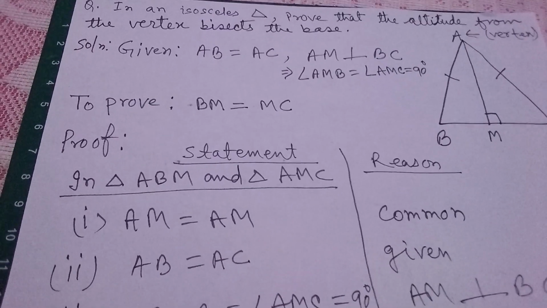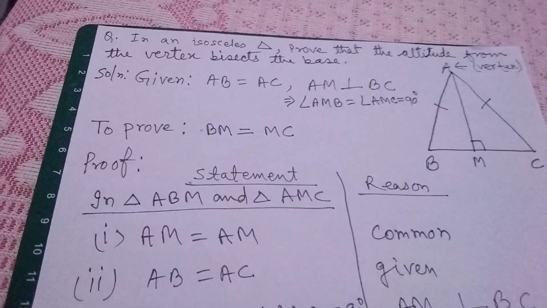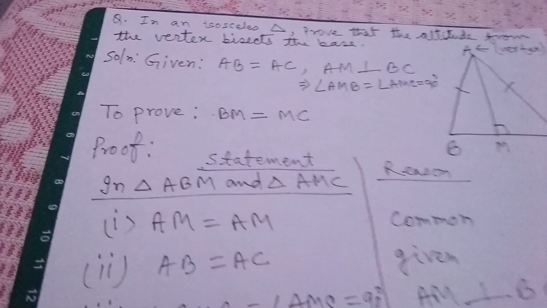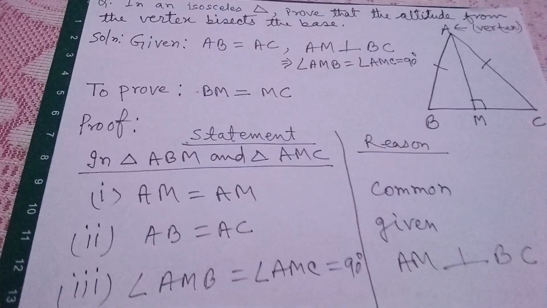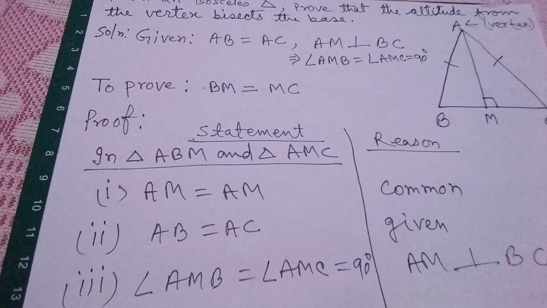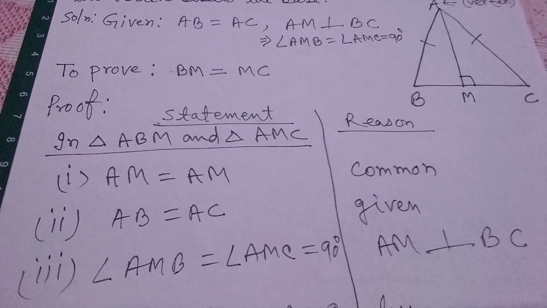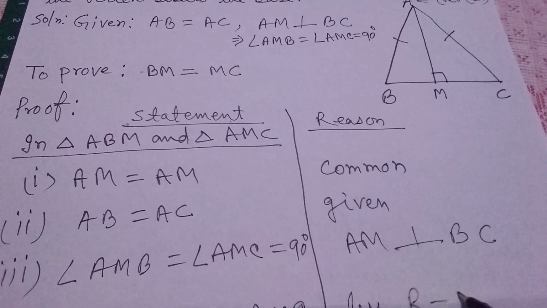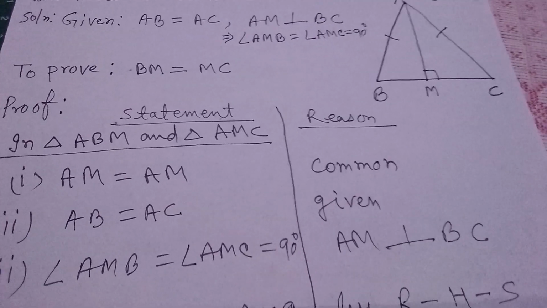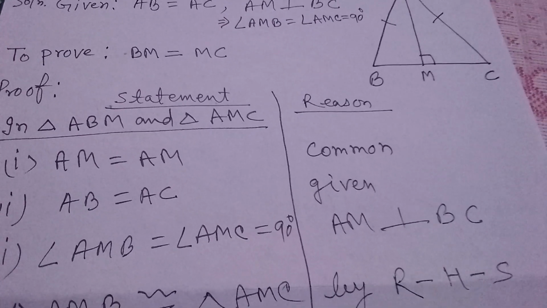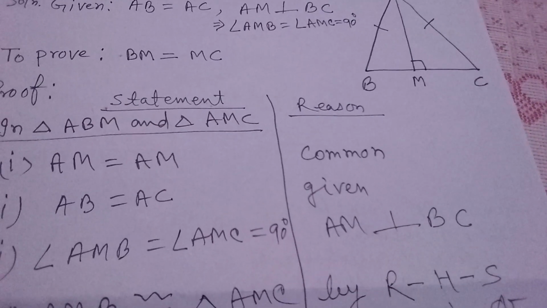So what will we write then? Therefore triangle AMB is congruent to triangle AMC. Then by which criterion? By right hypotenuse side criterion of congruency.